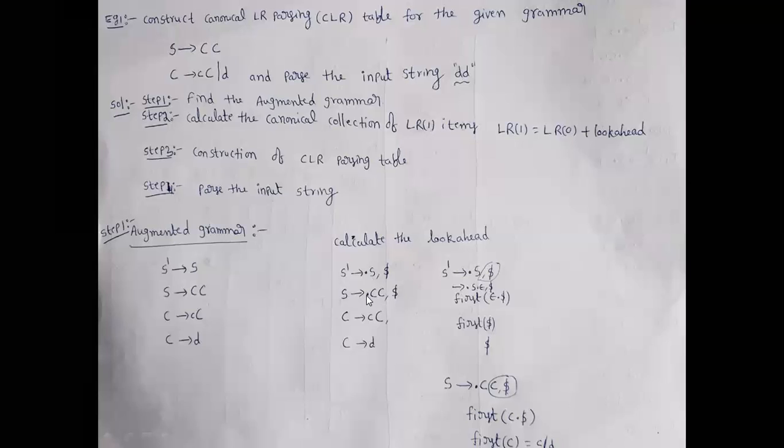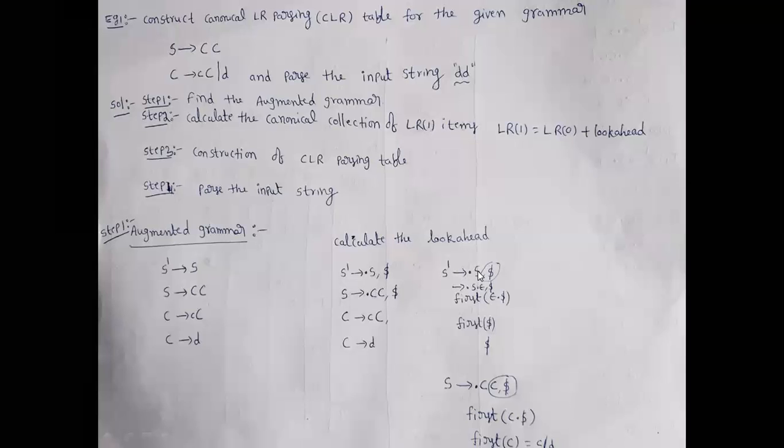So item means dot is presented. So S production with dot C, capital C, comma dollar. So this dollar, how to write this look ahead? So considering this one, so S dash is production with dot S. So after the dot we have a non-terminal capital S, then include that production here.